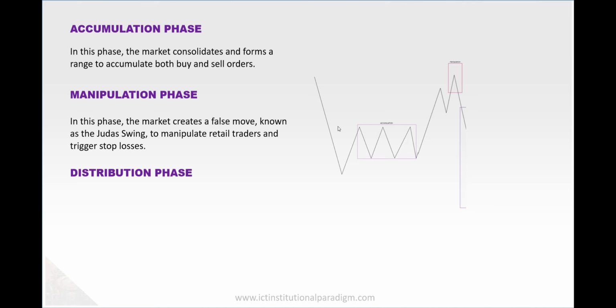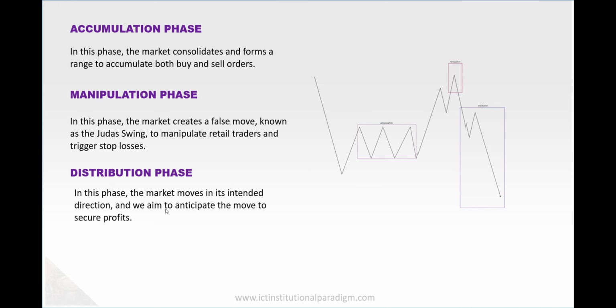And then there comes the distribution phase. The distribution phase is the key phase. When we are trading, we would be looking for this distribution phase to happen, and we would be looking for fair value gaps, a breaker block, or whatever entry model you have. Then we'll be looking for these lows for the bearish scenario. In this phase, the market moves in its intended direction, and we aim to anticipate the move to secure profit. Let's understand it better with a visual example.